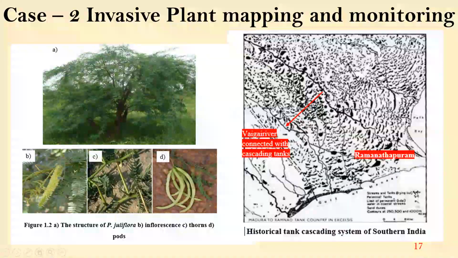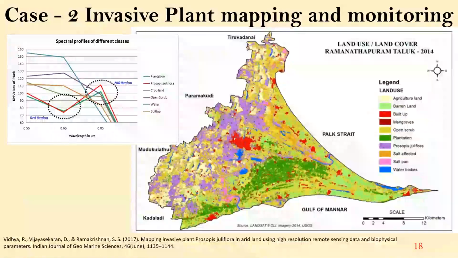As you can see, this is the historical cascading tank irrigation system in southern India, and part of Ramanathapuram you are seeing here. This invasive plant, Prosopis juliflora, has occupied the large tank irrigation system along with the other land use changes happening around the region. This invasive plant also devastated this historical irrigation system. So the idea is to map out the Prosopis juliflora expansion in this region in different years.